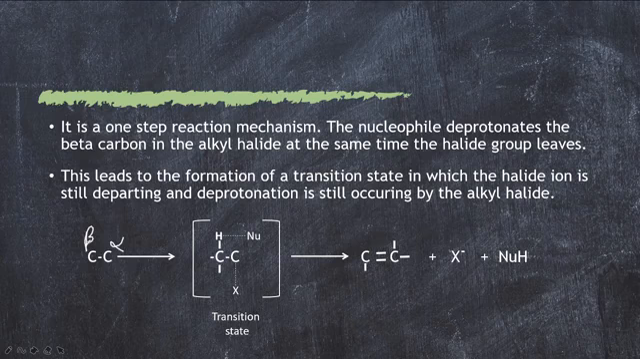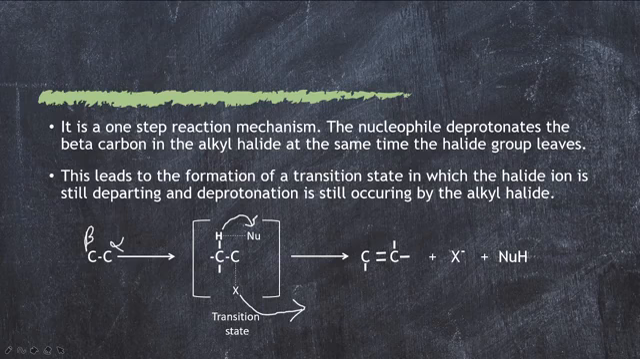Now, what did I say at first? The first step involves things that occur at the same time, but let me take it step by step. From our dotted lines, we can see that the halide group is still leaving. As the halide group is still leaving, the hydrogen is still being deprotonated by the nucleophile. It forms a transition state in which both are still happening, but it's just a one-step reaction mechanism. It's nothing hard, unlike the other one, which leads to the formation of a carbocation first, before the nucleophile can come and deprotonate.